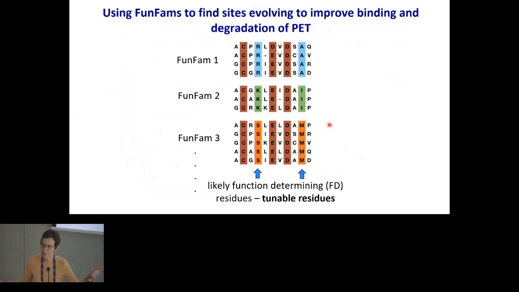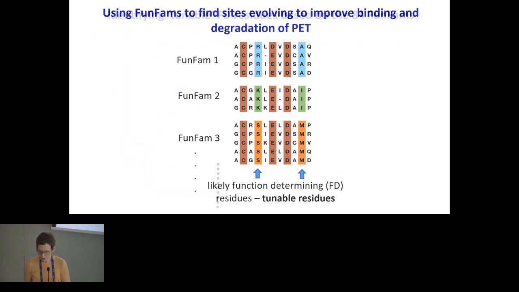So each functional family represents a new way of evolving to bind plastic, a new way of doing chemistry to degrade plastic. And so we wanted to compare across all these different ways of degrading plastic. Could we find what are the key residues that are changing? Because each of them will have some different residues in key positions. And so we could use our FunFam strategy.